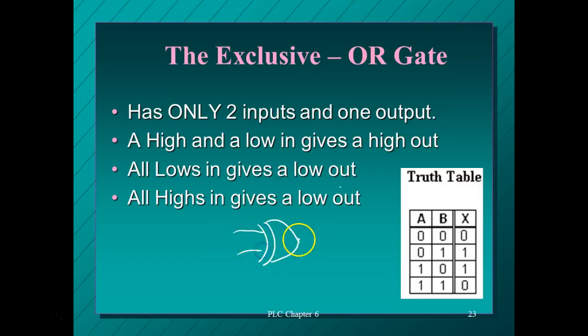So how many inputs can an OR have? An OR can have a lot. How many can an AND have? A lot. A NAND, a NOR. An exclusive gate only has 2. They're 2 different ones.